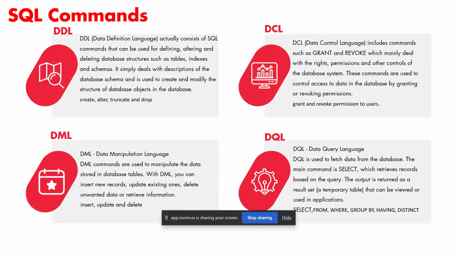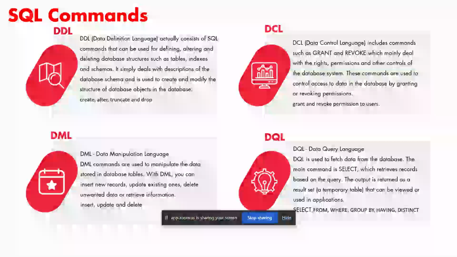If you use create, it's going to create the structure of the database. If you use alter, that means you are modifying the structure of the database. You can alter to add a new column, or you can alter to add a new row. Then truncate, that means deleting the entire information in the table, but not the table itself.